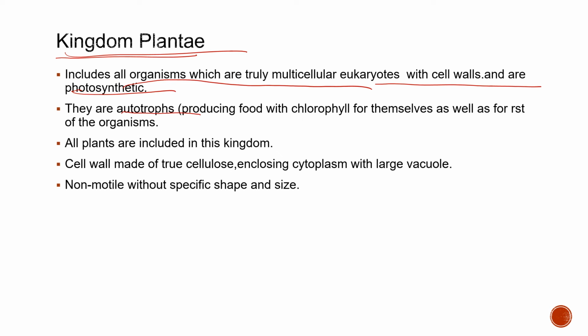Now they are autotrophs, that is, they produce food by themselves with the help of chlorophyll, sunlight, and carbon dioxide. All plants are included in this kingdom, and this kingdom Plantae we will study in detail in the next video, with all its subdivisions and divisions. Here we are with the 5 kingdom classification: kingdom Monera, Protista, Fungi, kingdom Plantae and Animalia. So this overview we will learn here. Next we will go to Plantae and Animalia in detail.